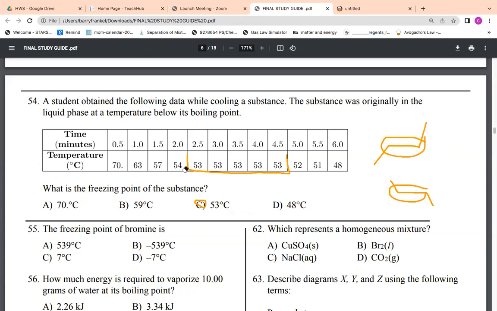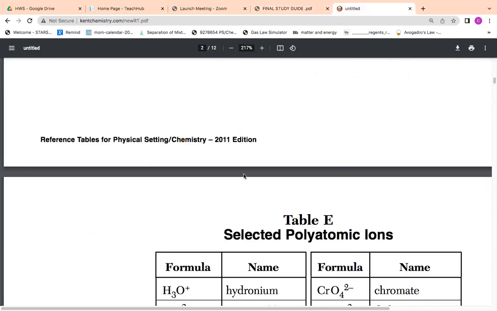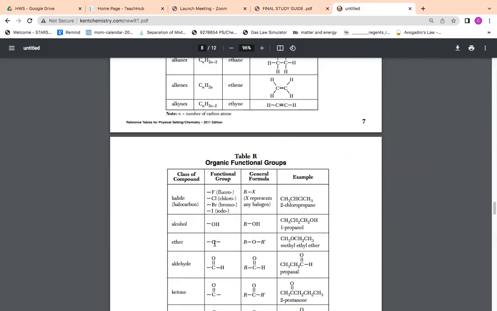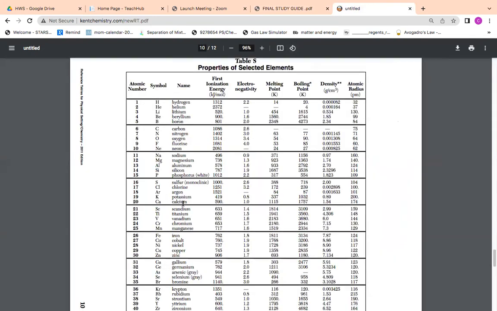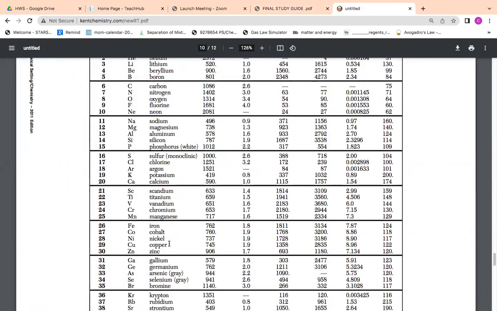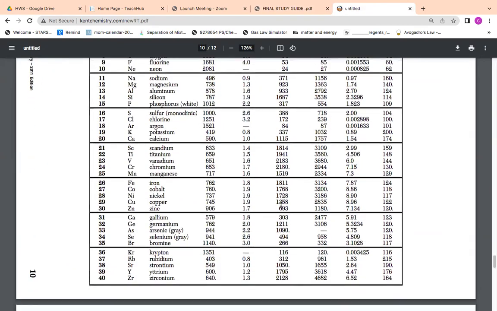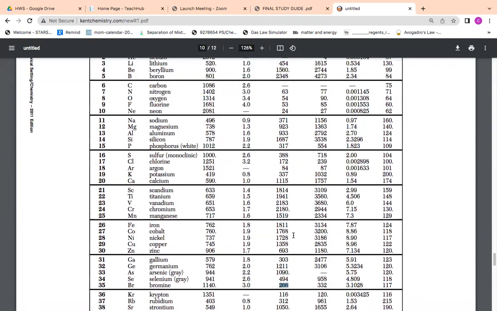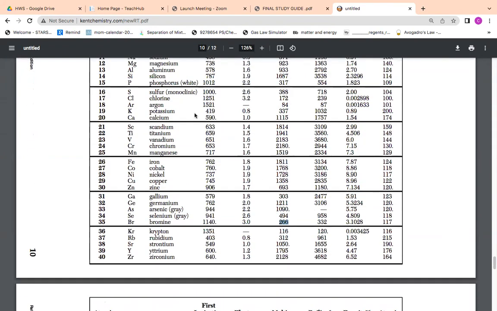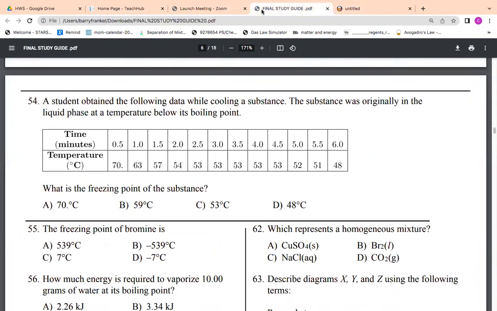Now, this you obviously don't know off the top of your head. Where do you go find it? You got to go to table S. So let's go take a look at table S for bromine. Let's flip this thing. So bromine is 35. Okay, and the melting point is this column. So melting point and freezing point happen at the same time. Okay, so it is 266 Kelvin.